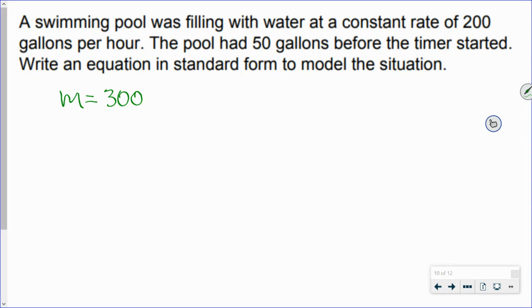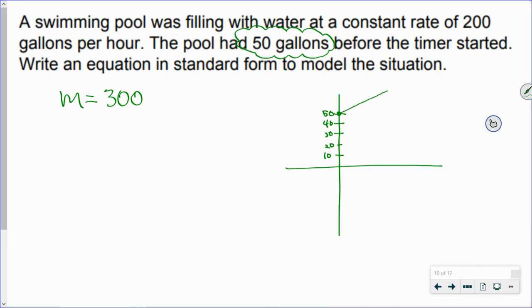Okay, so let me think about what that's looking like. I'm filling this pool. If I were to put that on an XY axis, and it has this constant rate of change, so it has a positive slope. But when I started filling the pool, I had 50 gallons. What that's going to look like on the y-axis is something like this. If I mark these off by 10, 20, 30, 40, 50. If I'm going to graph how the pool's filling up with water, if I start out with 50 gallons, it's going to start right here, and it's going to go up, okay? Because I start out with 50 gallons.